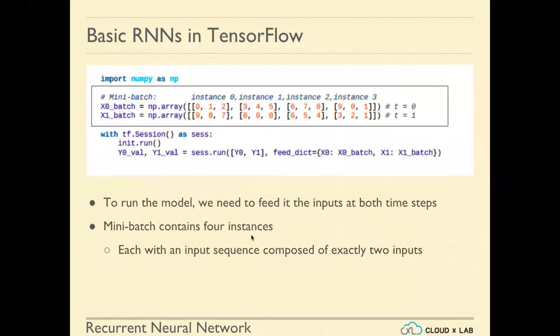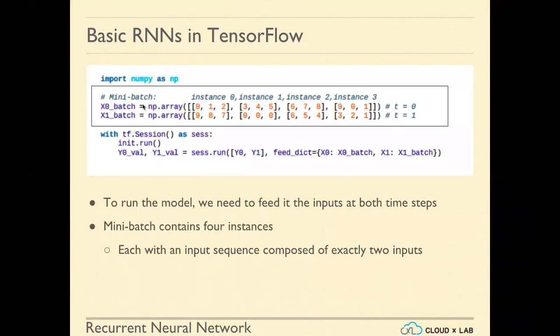Now let's try to run it. So we have two batches, x0 and x1. The x0 batch is being fed at time 0, and x1 is being fed at time 1. In each of the mini batches we have instances 0, 1, 2, and 3.